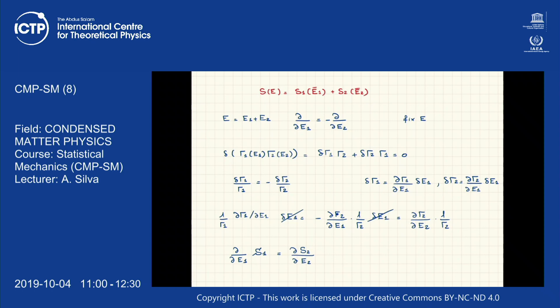But what is the derivative of the entropy with respect to the energy? What is it in thermodynamics? Temperature? It is the inverse temperature. This condition tells me that E bar 1 and E bar 2 are determined by the condition that the inverse temperature 1 over T1, computed by taking a derivative of the entropy with respect to E1, should be equal to the inverse temperature 1 over T2. This is the condition of thermal equilibrium of these two systems.